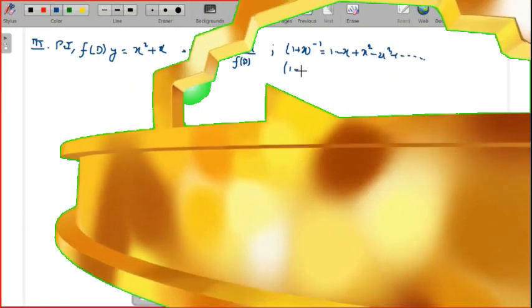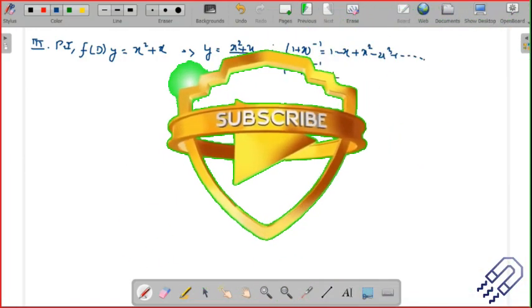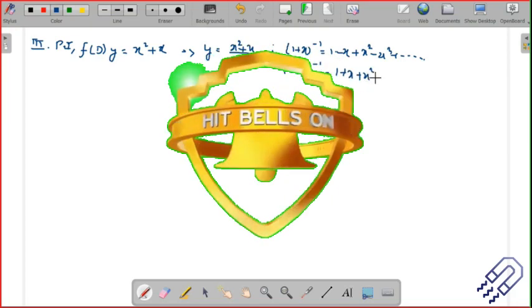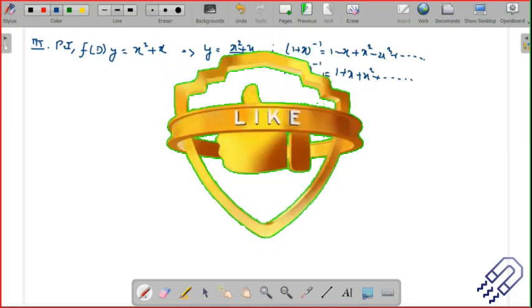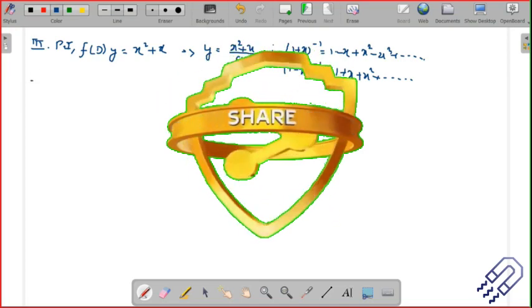And then 1 minus x to the power minus 1. Don't get confused here, there is a minus, so everything will become plus plus. That way you can easily remember it. So best is to take a problem and solve it. Let's see how we do.